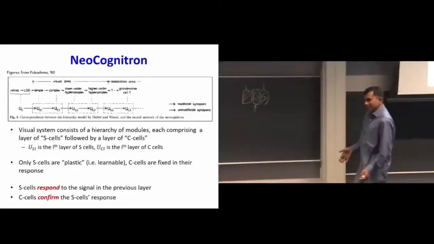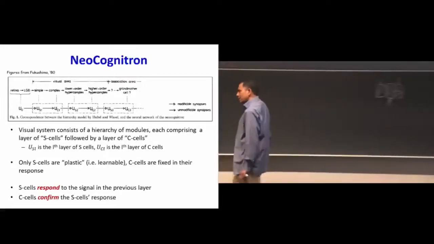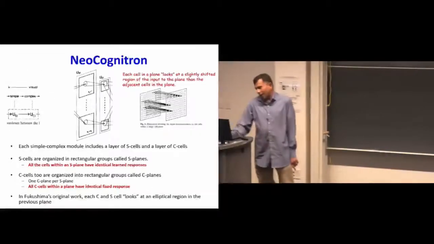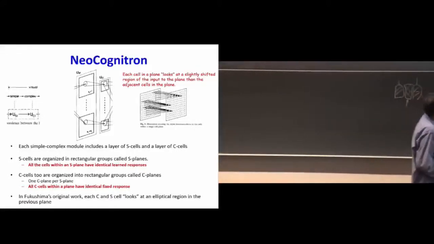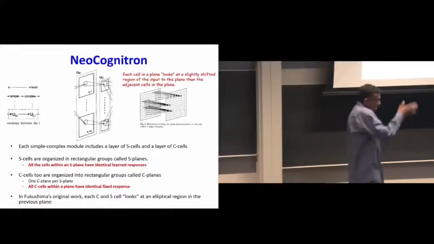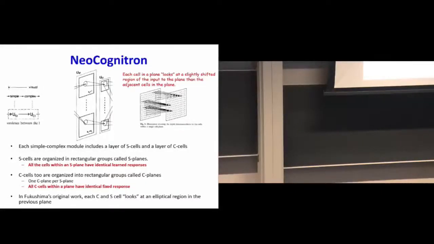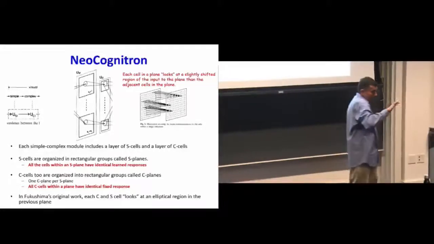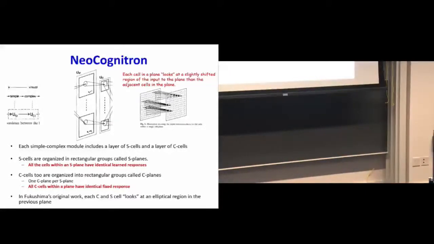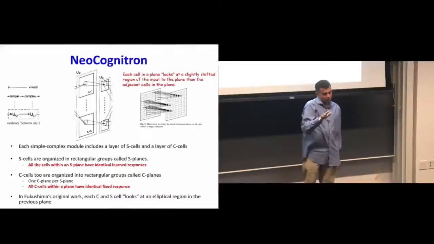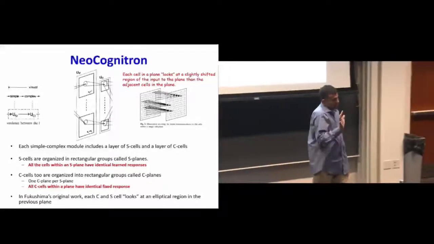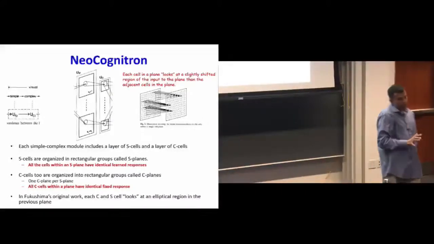And each layer of C cells responds only to the corresponding S cells. Now, even more specifically, and this is how Fukushima introduced position invariance. Within each layer of S cells, you have many planes. So this is one layer of S cells where you have many planes. And within each plane, you have several cells. And all of the cells within each of these little squares have exactly the same response. The only distinction is in which region of the output of the previous layer they look at.